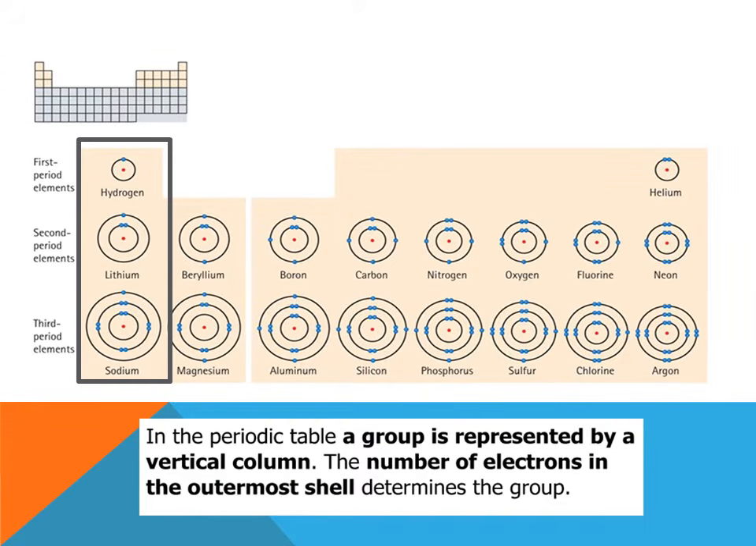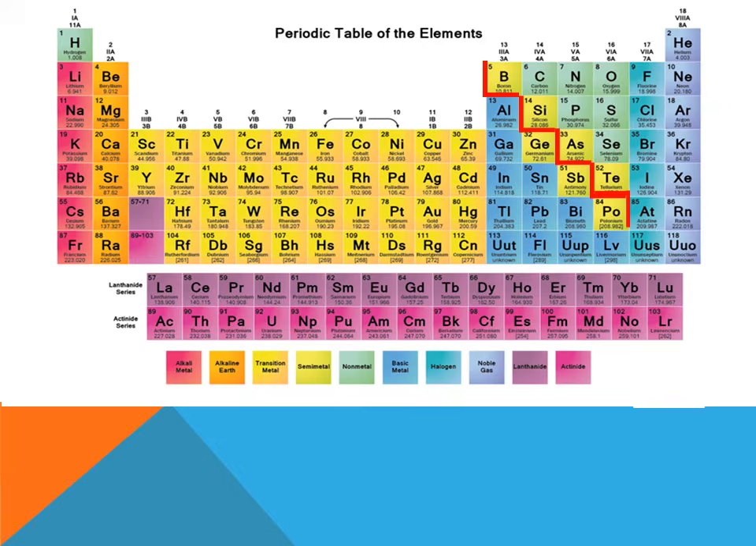Note that all of the elements in group 1 have only one valence electron. The number of valence electrons determines an element's properties. Elements with the same number of valence electrons have similar properties and are in the same family. The periodic table is arranged into 9 families.